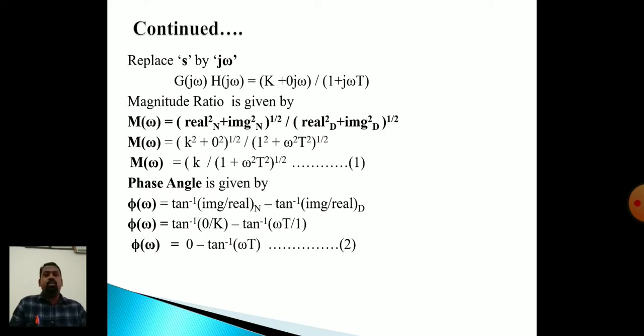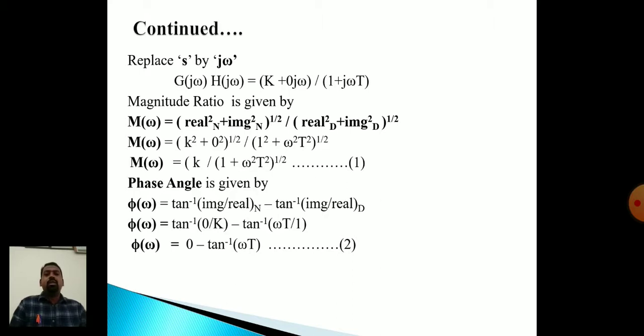the real square of the denominator, that is 1 square plus ω square T square, so the coefficient of the imaginary, that is j, so ωT, that is ω square T square, to the power 1 by 2, or you can also call it the square root of 1 square plus ω square T square. So finally simplify further, M(ω) equal to k into k whole divided by (1 plus ω square T square) to the power 1 by 2. You can call this equation number 1, the equation for magnitude ratio M(ω).